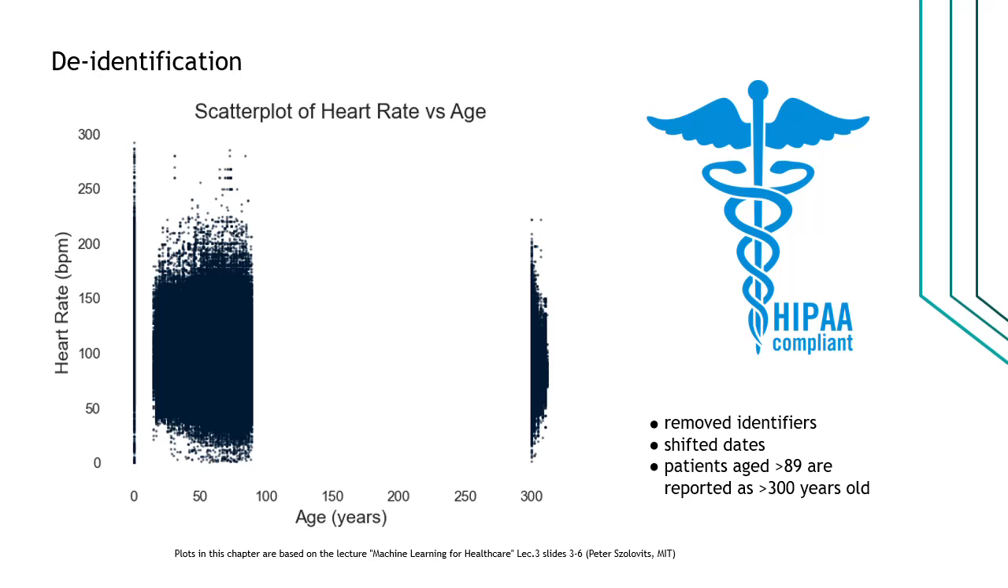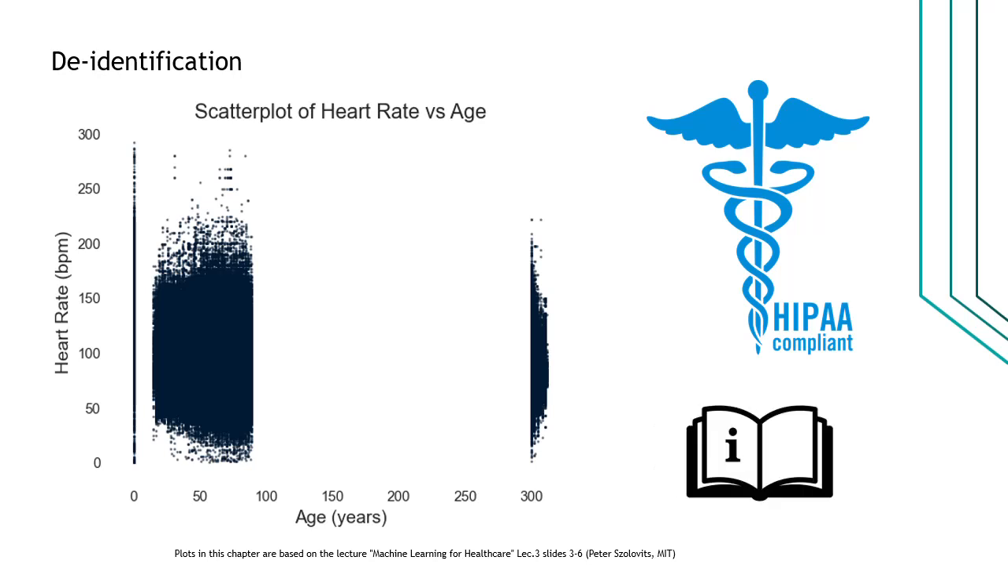Patients aged 89 or older were recoded as over 300 years old. In the previous plots, I excluded these patients for clarity. As you can see, understanding the context and reviewing the documentation beforehand is crucial to avoid any unexpected surprises.